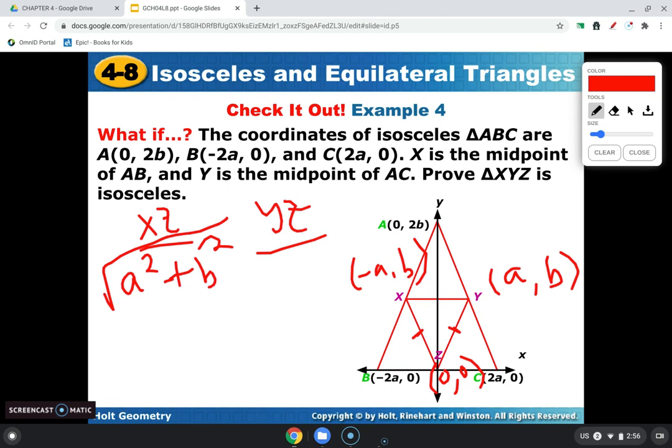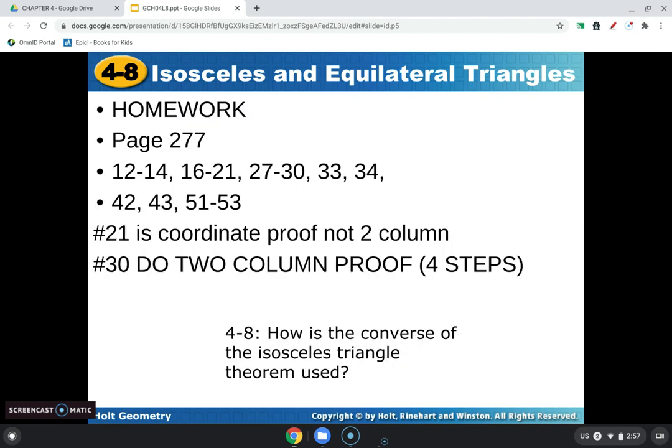All right, let's move over to YZ. Well, how far is it from 0 to a? It is a, and we square it. And then our change in y, how far is it from 0 to b? It is b, and then we square it. So square root of a squared plus b squared, square root of a squared plus b squared. Those are the same, which means that that is an isosceles triangle using a coordinate proof. Okay? All right. That is a wrap on 4-8.